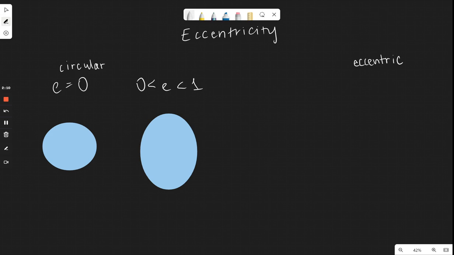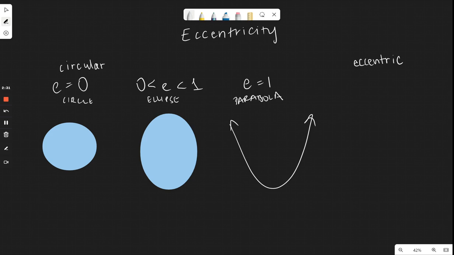Next, we have things with eccentricity of 1. So let me write circle, ellipse, and that would be a parabola. Parabolas have eccentricity of 1. Pretend that is a normal parabola. Those things always have eccentricity of 1, which is why sometimes when they ask you to identify a conic, you can just find the eccentricity, because if it's 1, then you know it's a parabola. And then finally, if the eccentricity is greater than 1, it is a hyperbola.